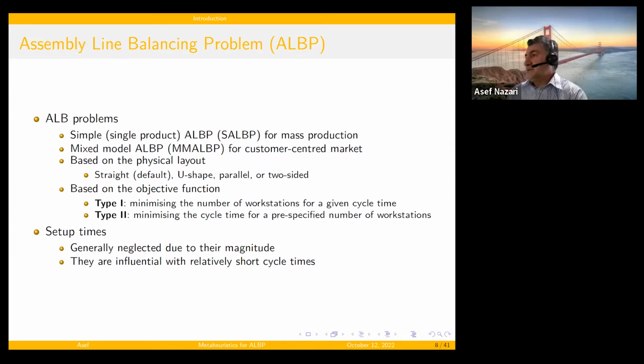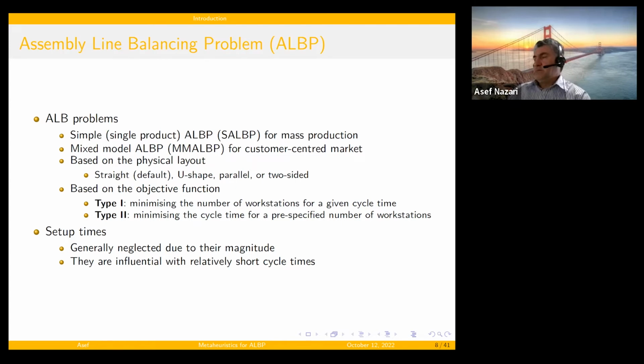Also, assembly lines could be distinguished based on the physical setting of the line. Could be straight. Generally, when nothing is mentioned, it's supposed that the assembly line is straight. It could be U-shaped. It could be parallel or two-sided. Also, based on the objective function, we have 2 main categories, type 1 and type 2. Actually, there are some other types, but these are, I would say, the most frequent types you would see in the literature. With type 1, the idea is to minimize the number of workstations given a cycle time. And with type 2, the idea is to minimize the cycle time for a pre-specified number of workstations.